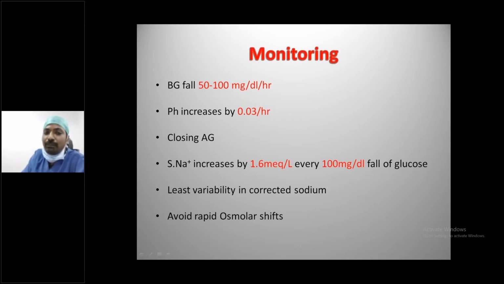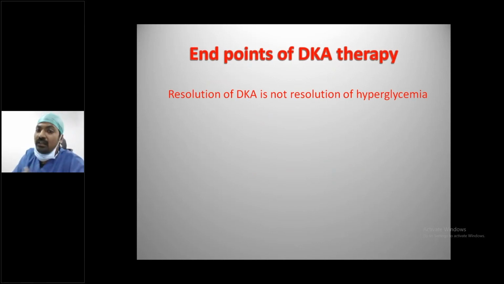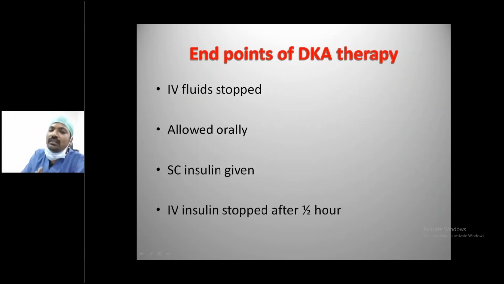What are the endpoints of DKA therapy? Remember, resolution of DKA doesn't mean resolution of hyperglycemia. The endpoints of therapy are normal sodium with good oral tolerance, and resolution of acidosis, that is pH more than 7.3 and bicarb more than 15, and closing of the anion gap. Once we achieve the endpoints of DKA, stop IV fluids, allow oral fluids, give one shot of subcutaneous insulin. After half an hour, stop IV insulin.